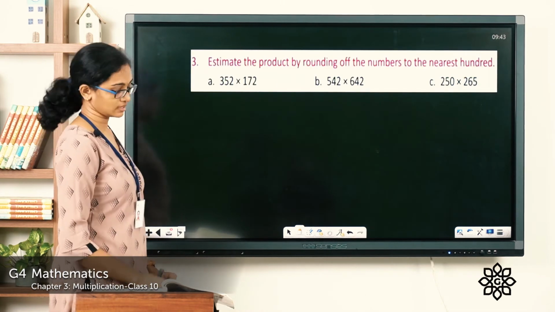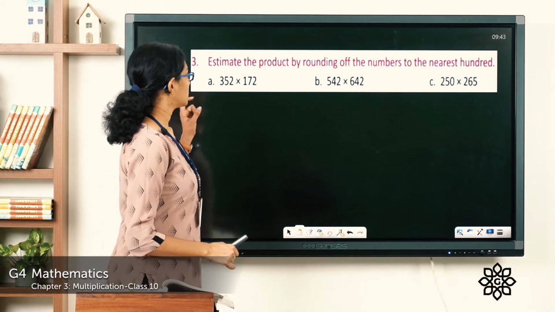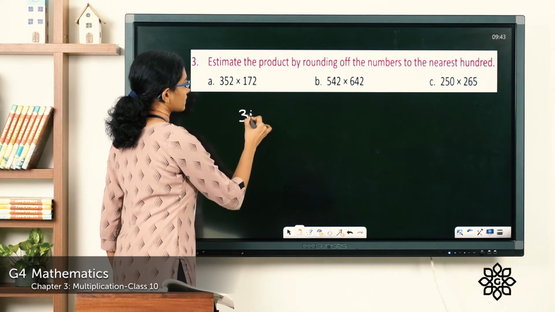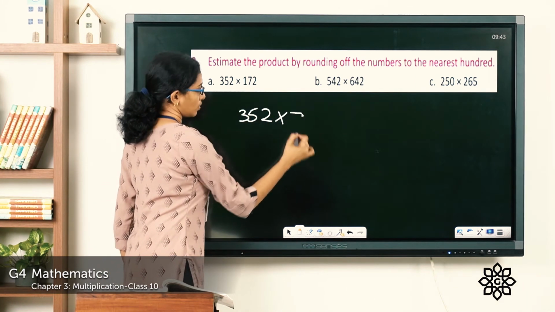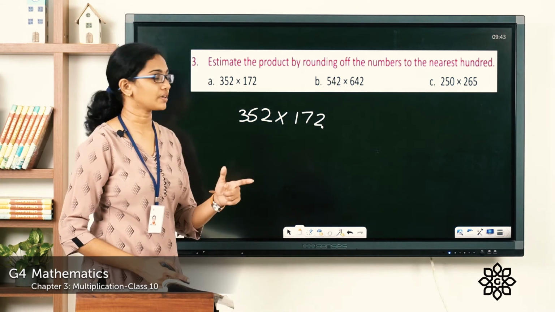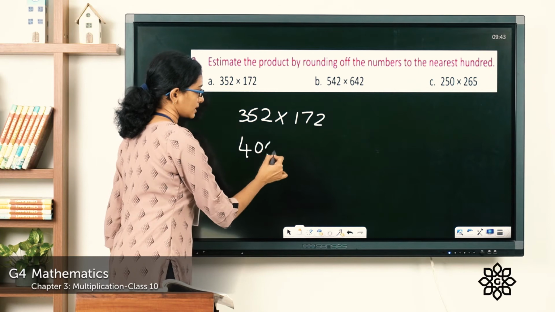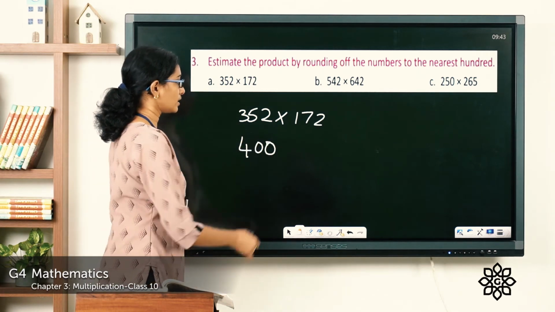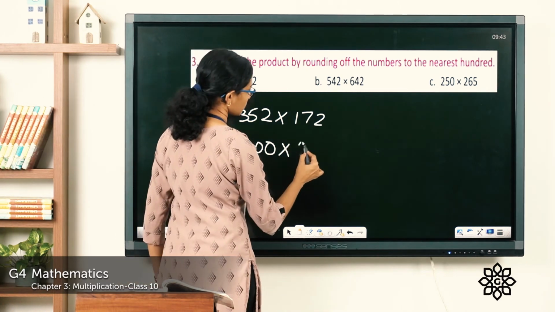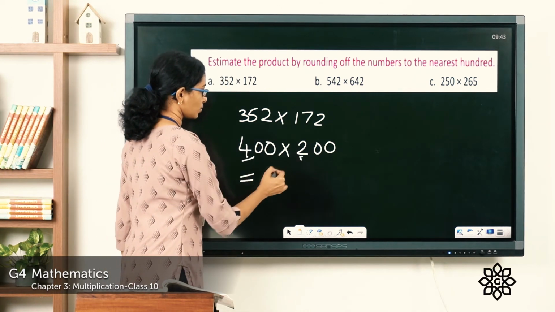Now, the next question. Estimate the product by rounding off the numbers to the nearest 100. And you have 3 sets of questions. Let's see the first one. Question A, 352 into 172. We are asked to round off to the nearest 100. So let's first round off 352. Rounding off 352 to the nearest 100 gives you 400, into 172 rounded off to the nearest 100, it would be equal to 200. So the final will be 4 into 2 is 8.